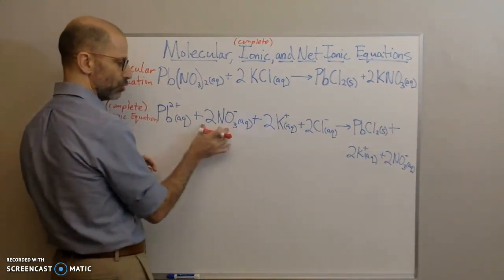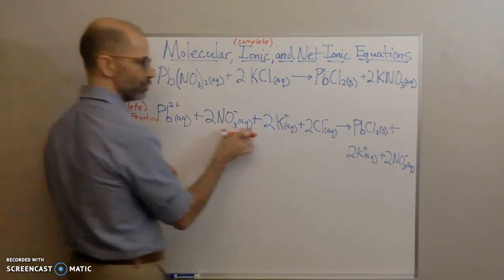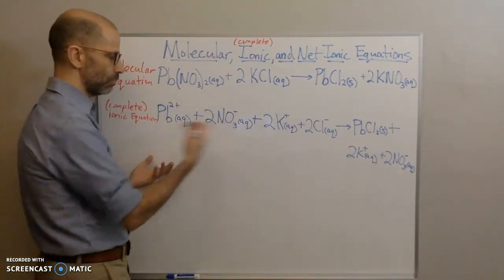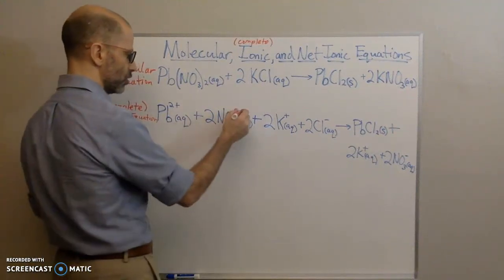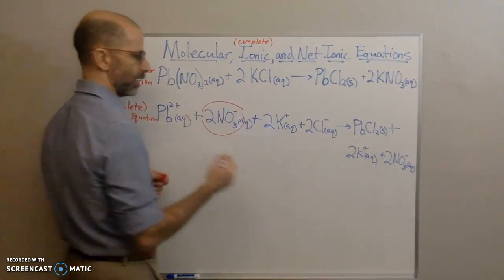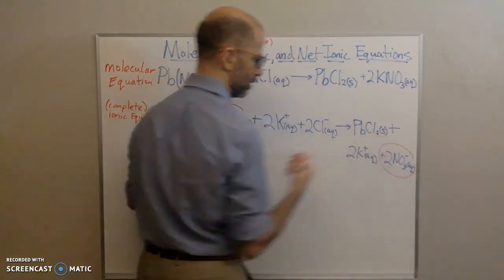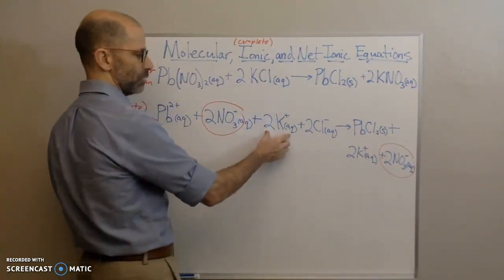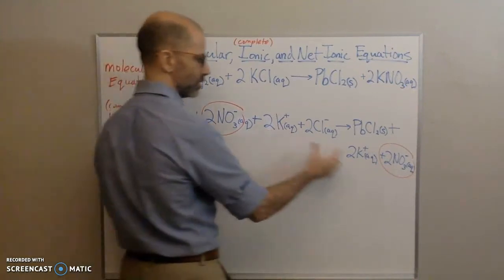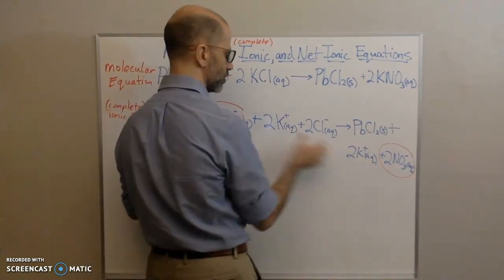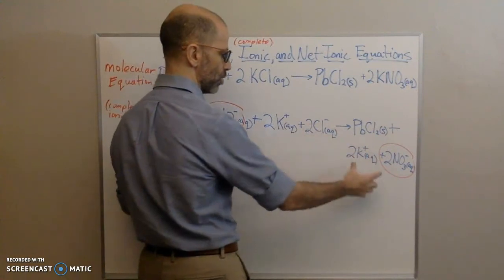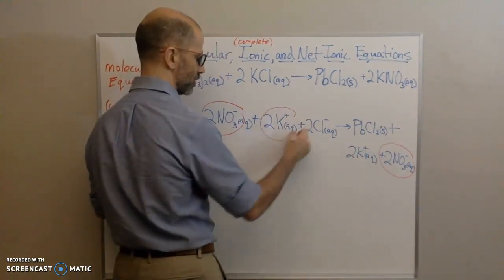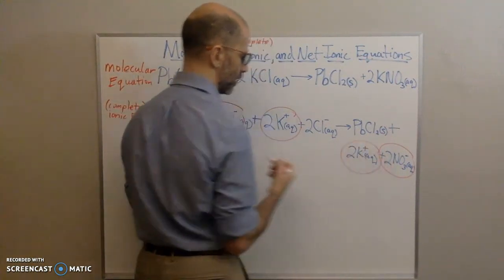Nitrate, you have 2 nitrates that are aqueous, and you still have 2 nitrates that are aqueous. So it's not doing anything before and after, it's not involved. So that is a spectator ion. And here we have the potassium ion. We have 2 potassium aqueous, and we have 2 potassium aqueous. Those are the same, they're not doing anything. It's the same before and after. So this is a spectator ion as well.